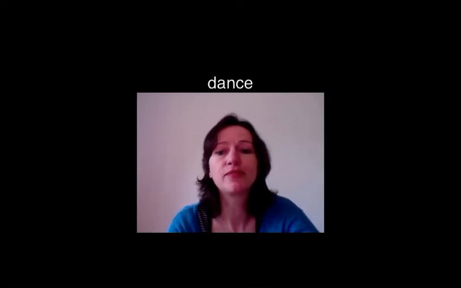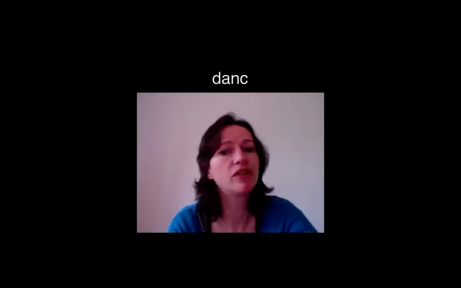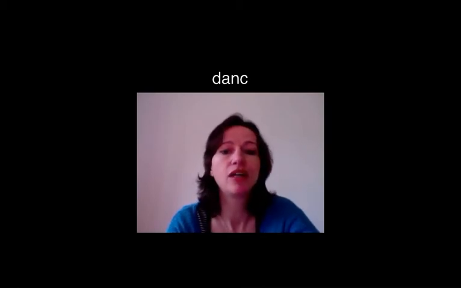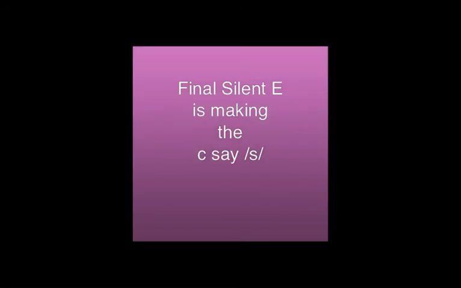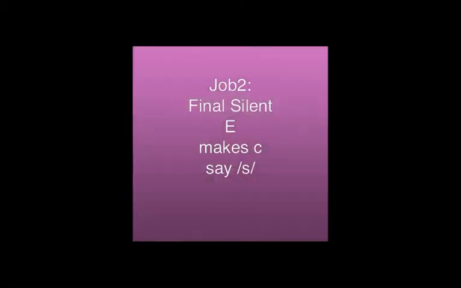Now on a new blank page, have your students write the word dance. Your script is, what would this word sound like if we took away the final silent E? The answer is dank. But we want the word dance, don't we? So can you tell me what the final silent E is doing at the end of the word dance? That's right, final silent E is making the C say S, and we touched on this before with the sounds of the letter C. So that's the next job. You get your students to write it down. Job 2. Final silent E makes C say S.